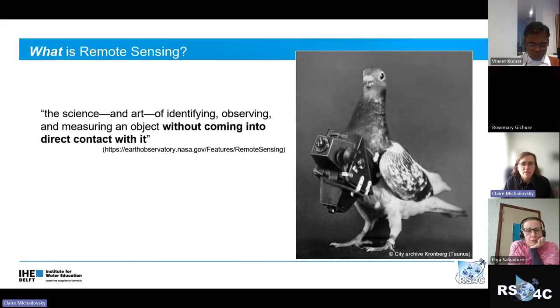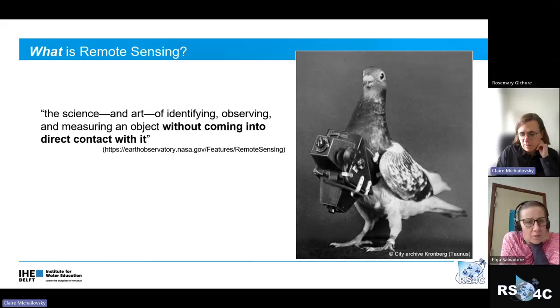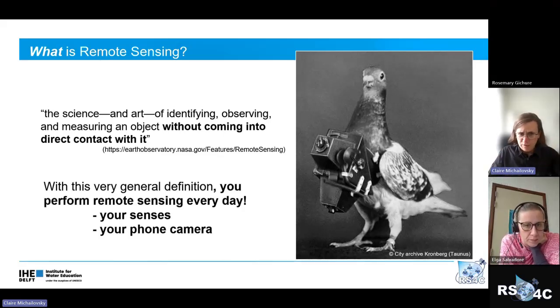So to start, what is remote sensing? Remote sensing can be defined as the science and art of identifying, observing, and measuring an object without coming into direct contact with it. This is, of course, a very general definition. And with this definition, we can say that we perform remote sensing every day. So we use our senses, we take a photo. We're not always coming into contact with the things that we're observing.